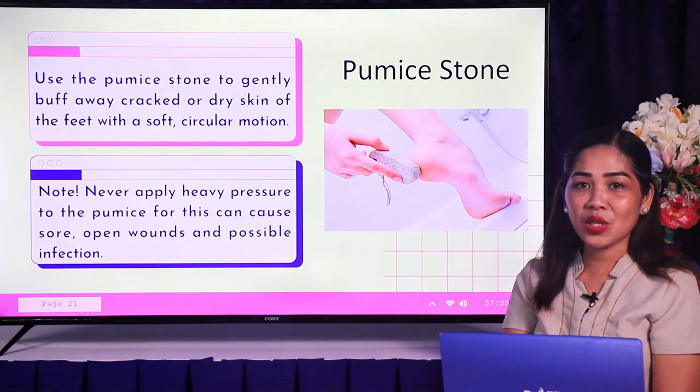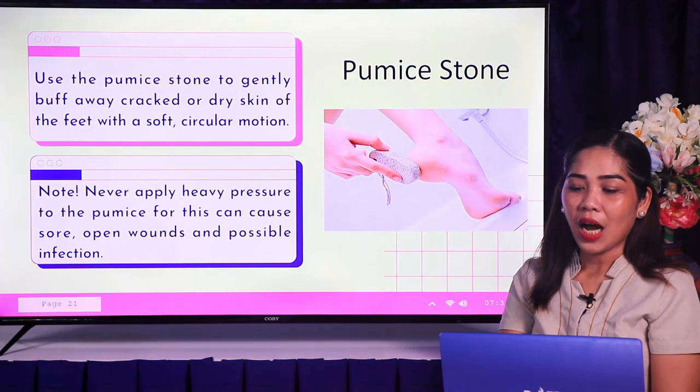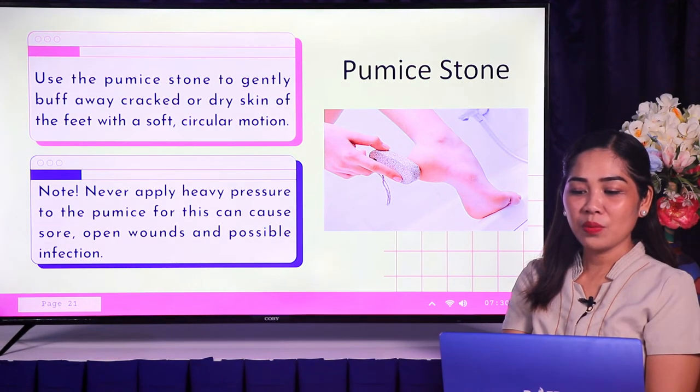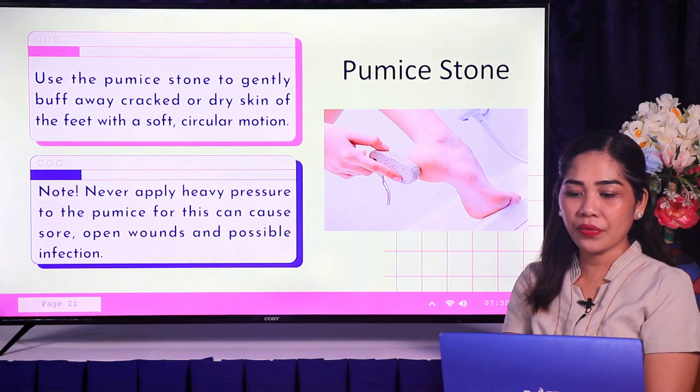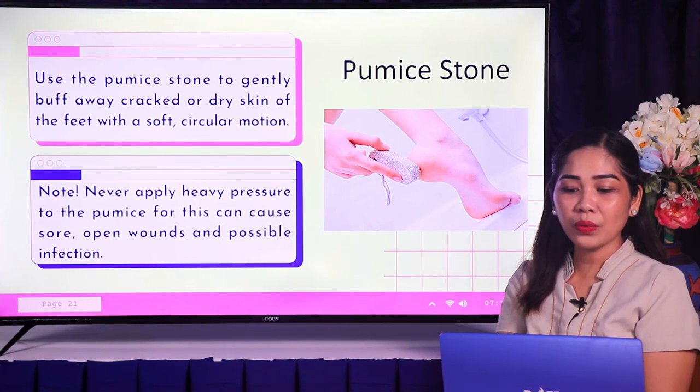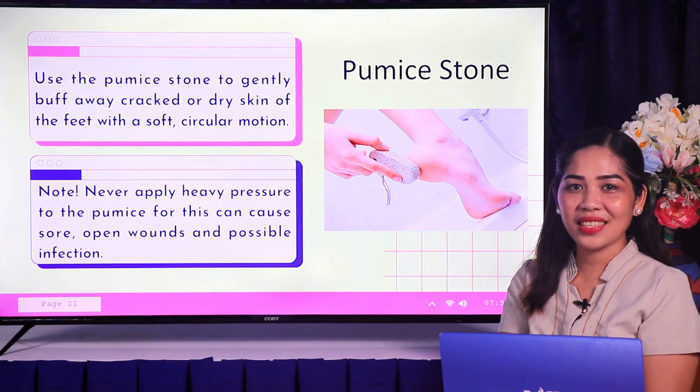Moving on to the use of the pumice stone. After soaking the feet in warm soapy water, use the pumice stone to gently buff away cracked or dry skin of the feet in a soft, circular motion. Note, never apply heavy pressure to the pumice, for this can cause sores, open wounds, and possible infection.